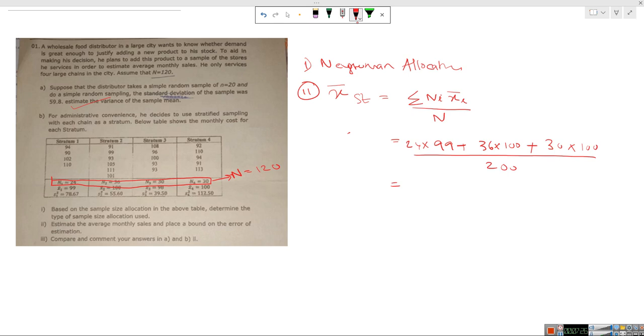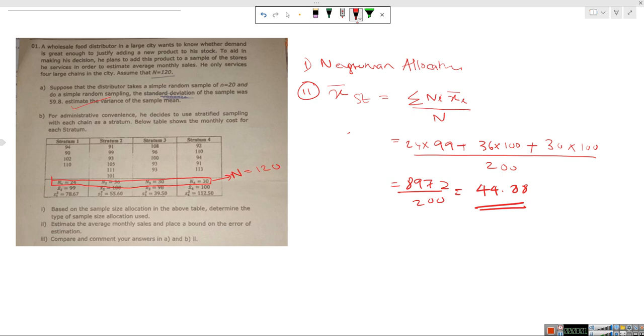So the answer would be 24 into 99 plus 3600 plus 3000, that is 8976, divided by 200, which is equal to 44.88. That is the X bar stratified mean.